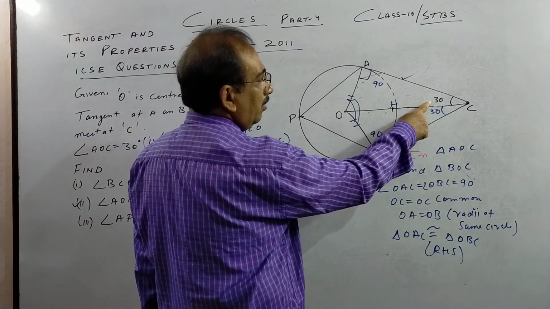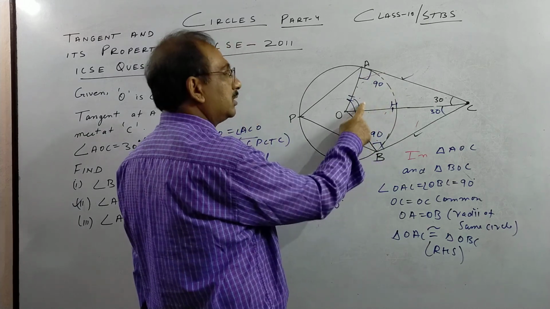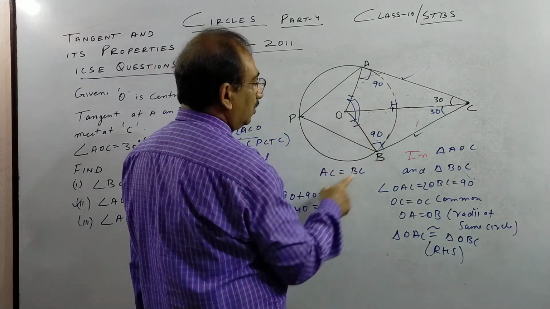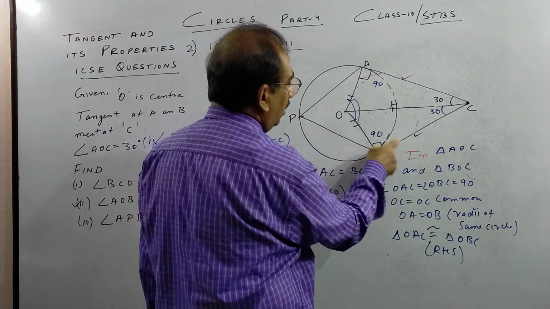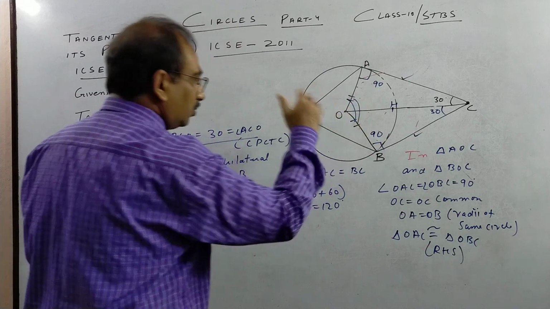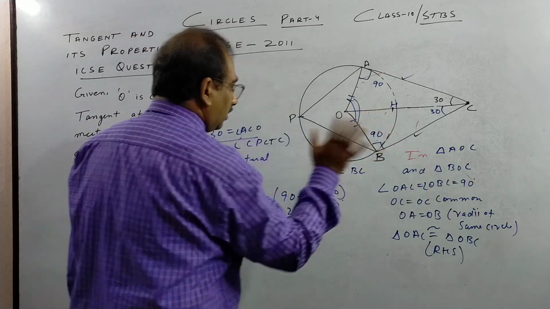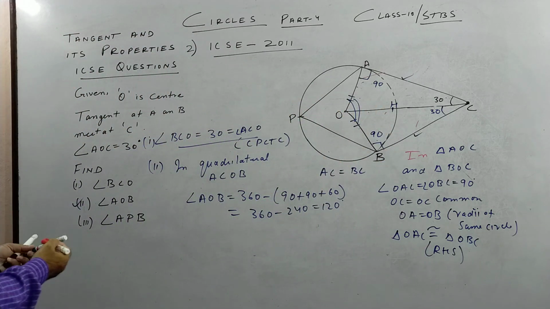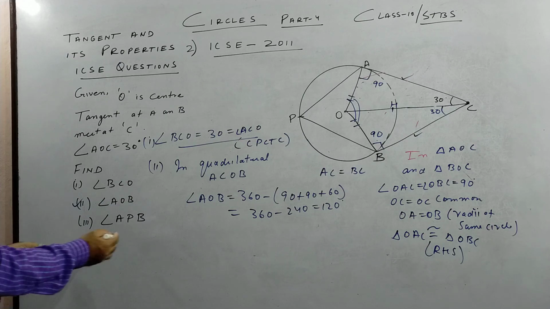90, 30, 120, this will be 60 and this will be 60. I told you both of them are equal. So here not only these two are equal, these two angles are equal and these two angles are equal. So you could have got it like that also. You take a quadrilateral or you take two triangles, same answer you will get. So third part, children, if you see here, APB.